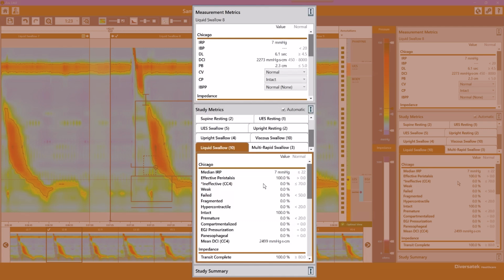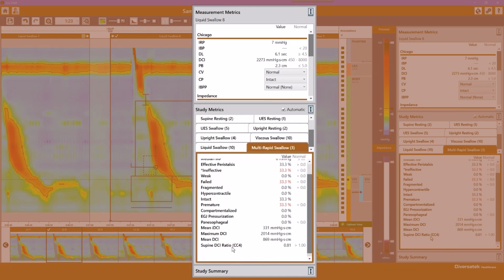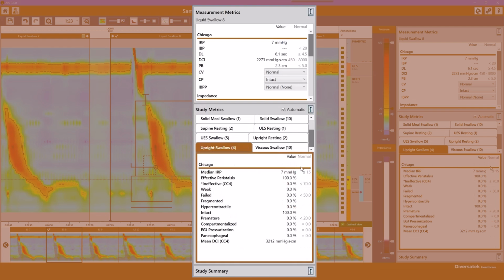The threshold for ineffective has been updated, and the mean DCI is calculated as the mean of non-failed swallows in that particular swallow type. If more than one set of multi-rapid was obtained, then the cumulative data will be for all sets. What is different is the way the ratio is calculated. It will use only the best DCI compared to the mean non-failed DCI of the liquid swallows, and the threshold has been updated. In the upright swallows, there are now normal value thresholds available.